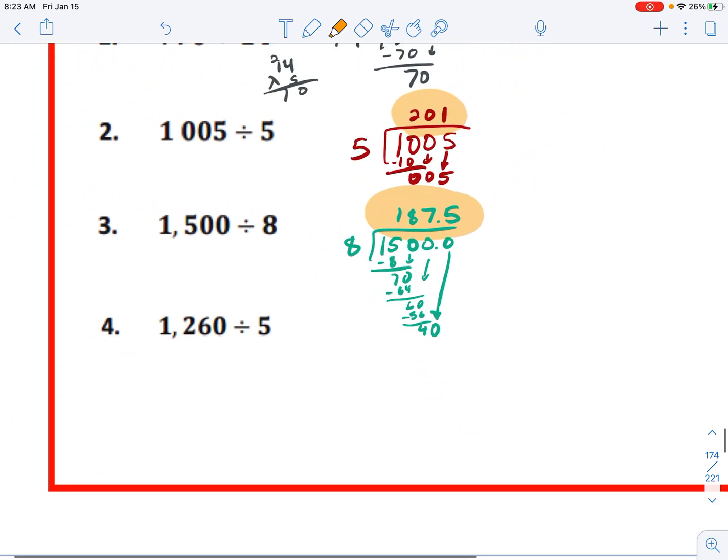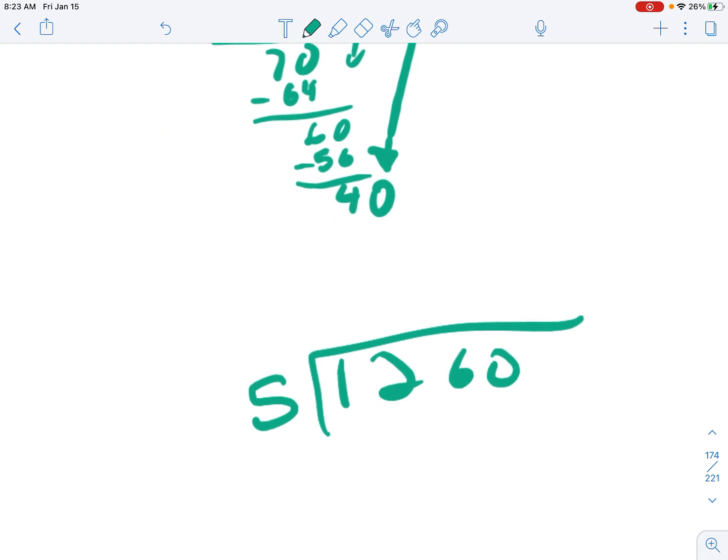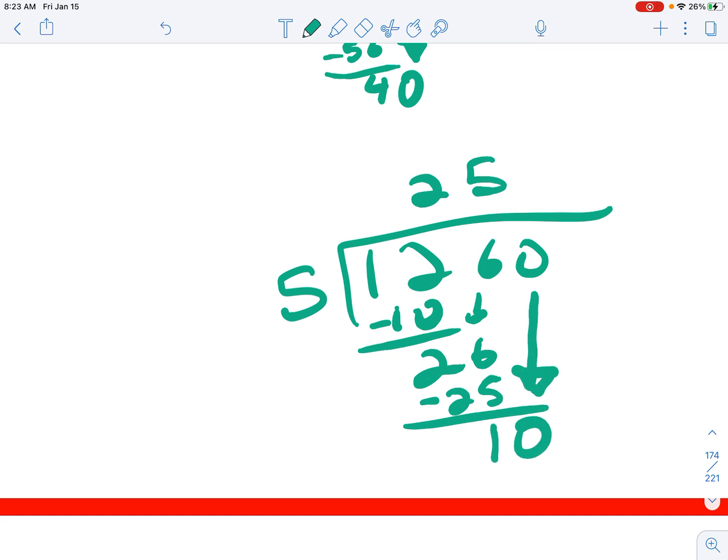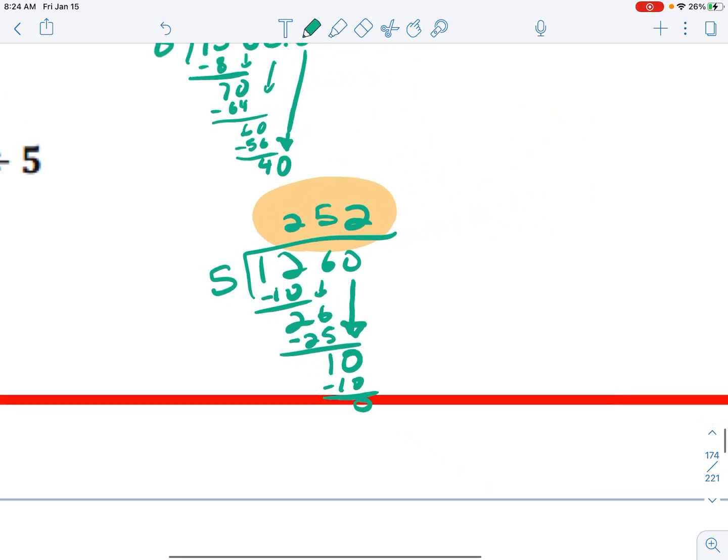All right, guys, the last problem is number 4. I have 1,260 divided by 5. 5 goes into 12 twice. That is 10. Bring down the 6. 5 goes into 26 5 times. That is 25. And we have 1 left over. Bring down the last number, which is a 0. And 5 is going to go into 10 twice with no remainder. So we know we are correct. My answer comes out to 252.